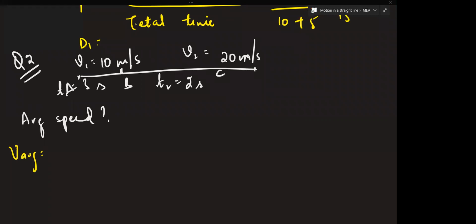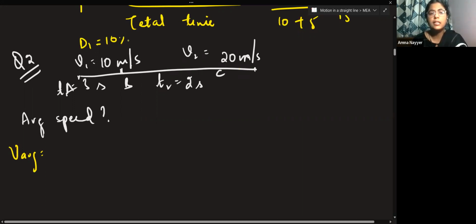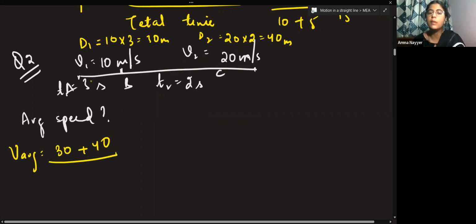Yes, 30 meters, right. Speed is equal to distance divided by time. So distance will be equal to what? Speed multiplied by time. That means 10 into 3, this gives 30 meters. Now D2 similarly, this will be 20 into 2, that gives 40 meters. Now total distance will be what? 30 plus 40 divided by total time. Total time is 3 plus 2. So this becomes 70 divided by 5, which is 14 meters per second.